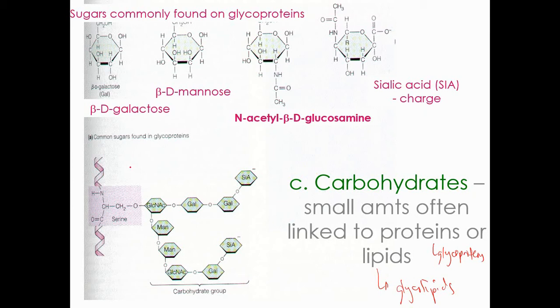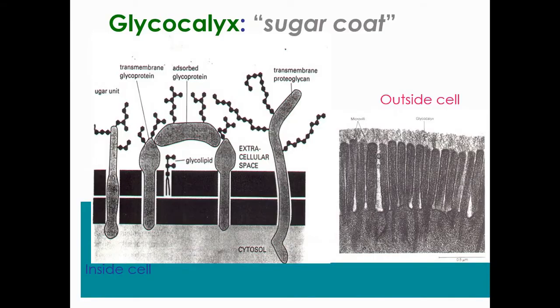And then we have common sugars again. We still have this one, the carbohydrate group. Okay, so mostly, as far as I can remember, these are the principle behind blood typing. Okay, so you have this sugar coat. So it's still the adsorbed glycoprotein.